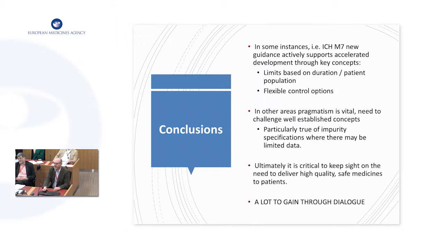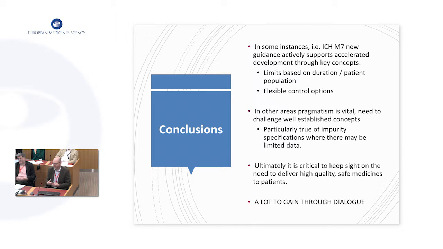So the conclusions regarding this, really, it's going back to the guidelines. You look at ICH-M7, and ICH-M7 is a very, very well-written guideline that actually, whether deliberate by design or not, does align very, very effectively with the concepts and principles that we want to articulate and see as far as accelerated development is concerned. You have those key concepts of limits based on duration and patient population, and that flexibility we have with control options.